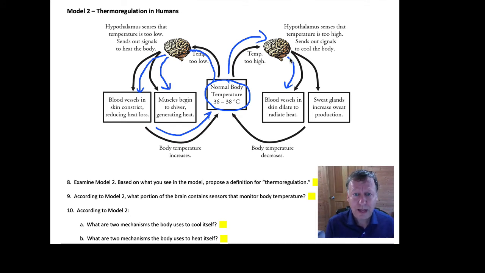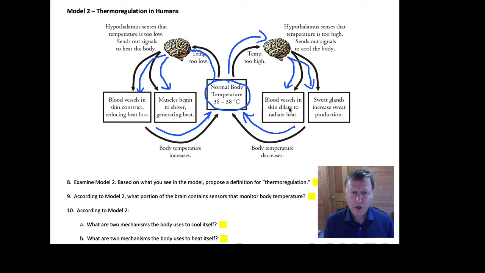The other thing that's going to happen is your sweat glands are going to start producing sweat. Sweat produces water on your skin. That water in turn absorbs a lot of heat and then evaporates, taking a lot of heat with it. It's a very effective way to cool down. Once your body has taken these steps, your body temperature should decrease, returning us back to normal.